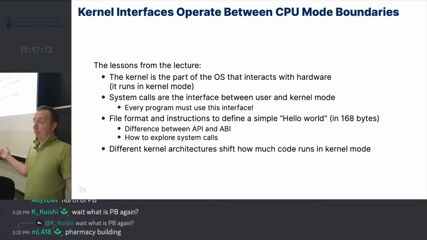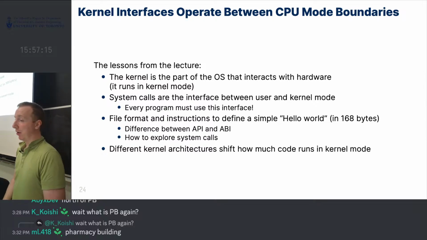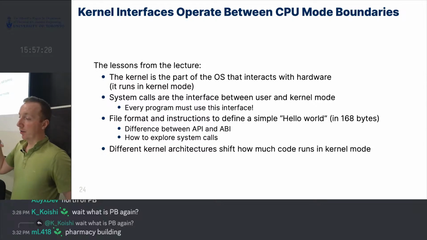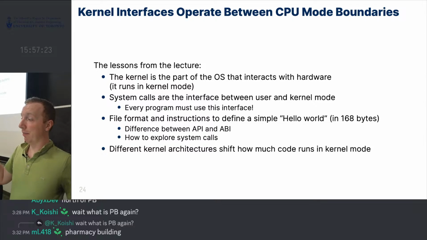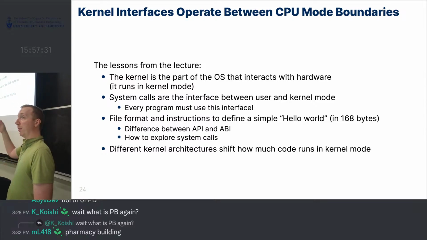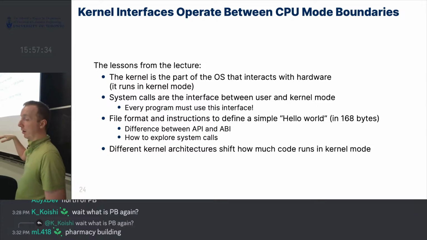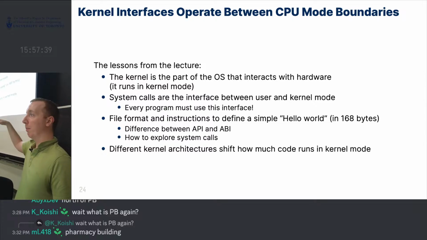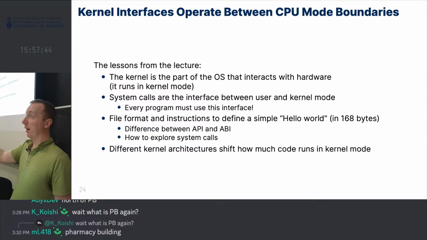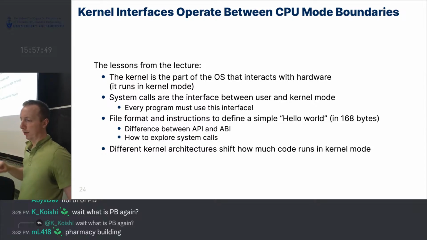So the big thing you have to know in the lecture is that the kernel interfaces between different CPU mode boundaries. The kernel is the part of the operating system that interacts directly with the hardware. It runs in a special CPU mode called kernel mode. And the only way to go from user mode to kernel mode is with a system call. That's primarily where this course is focused. We're going to be on the boundary of system calls, making system calls and then explaining what's actually happening in the kernel.